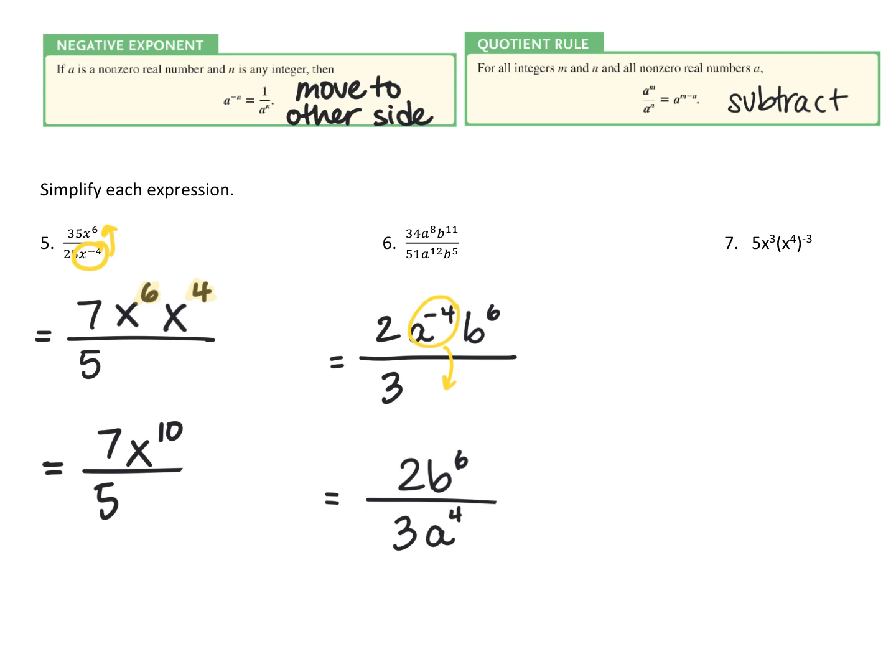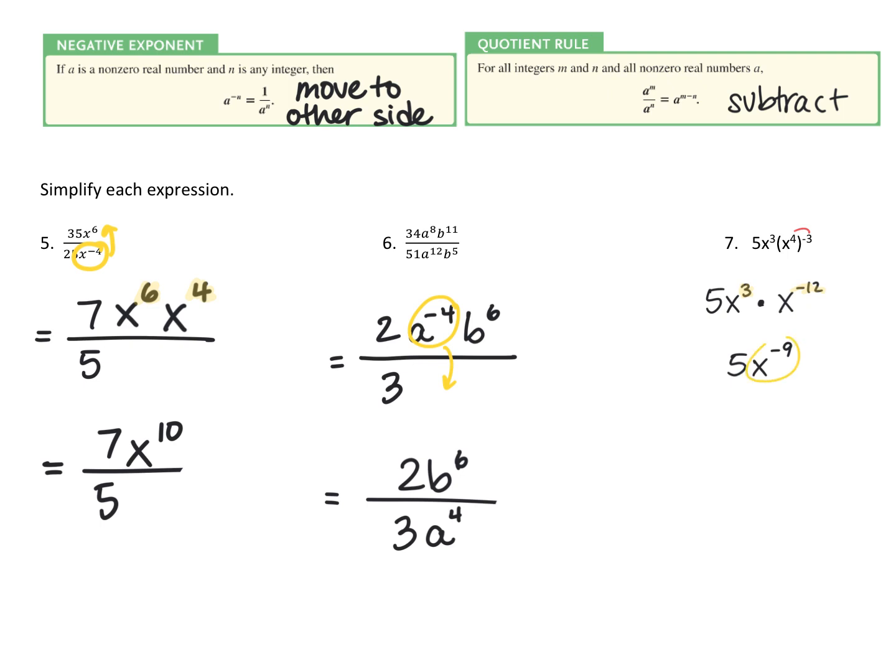Okay, last one. So order of operations says do the parentheses first. We need to do this power to a power. We need to multiply the exponents. So it would be 5x to the 3rd times, that would be then x to the -12. And because I have multiplication, I'm now going to add these exponents. So 5x to the -9th, but remember, we do not want a negative power.